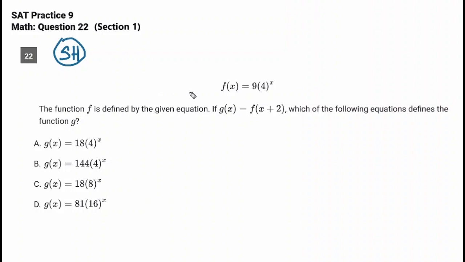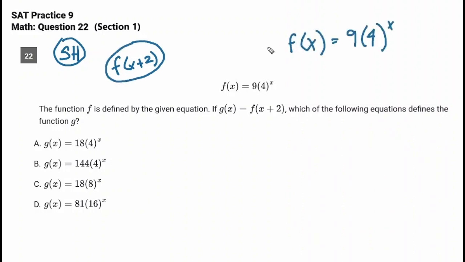F of x equals 9 times 4 to the x. The function f is defined by the given equation. If g of x equals f of x plus 2, which of the following equations defines the function g? All right, we could write down g here, but what are we really looking for? We're looking for f of x plus 2. So write that down and circle it. Write down this function, and then just plug in something for x.